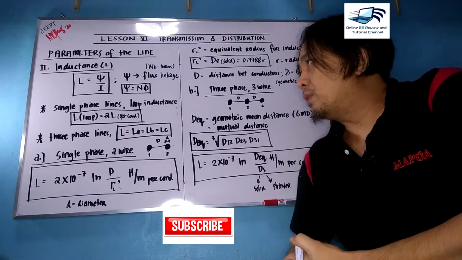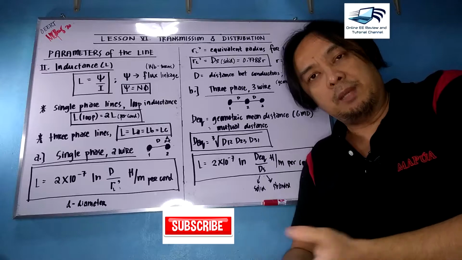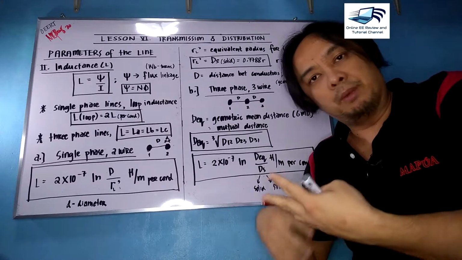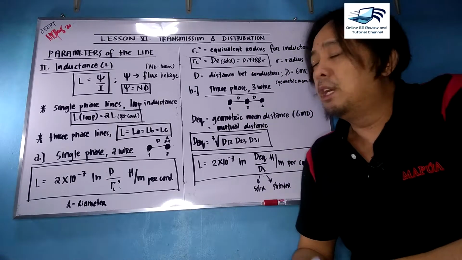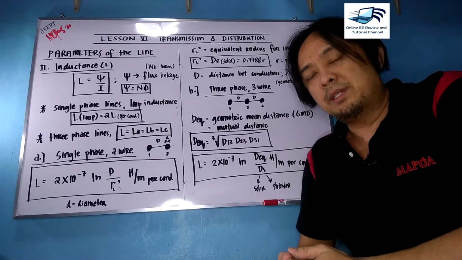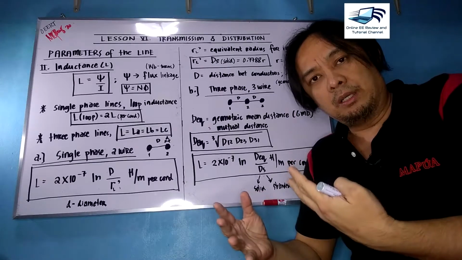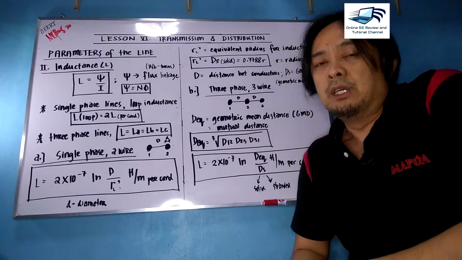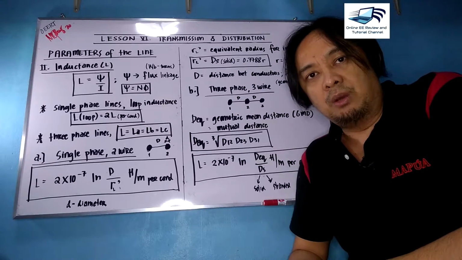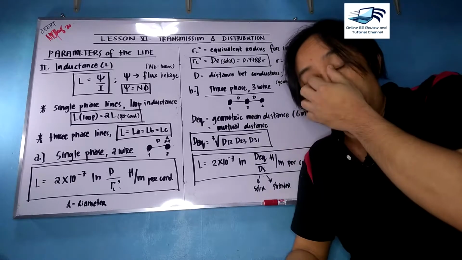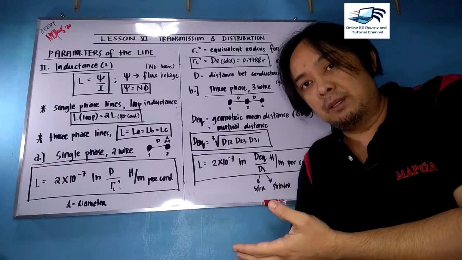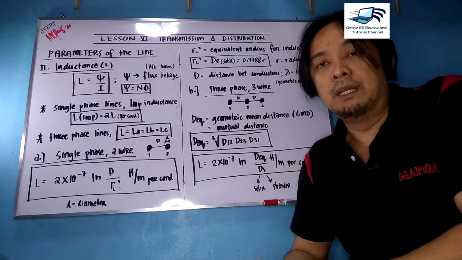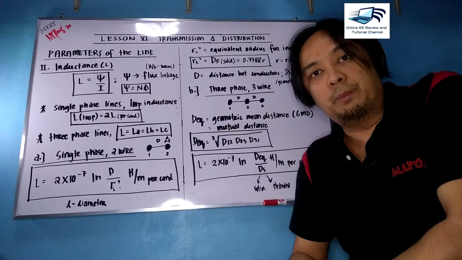The first topic is parameters of the line, and the second parameter that we will discuss today is inductance. From our last slide, we discussed R, or resistance. R and L are connected in series in a transmission line. We described a little bit of this with AC circuits, wherein we can get XL by multiplying L by the angular frequency omega, which is 2 pi f.